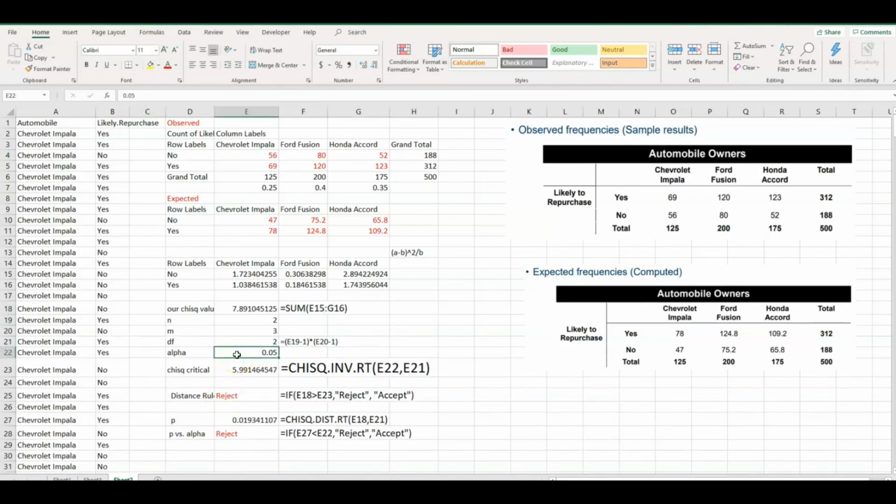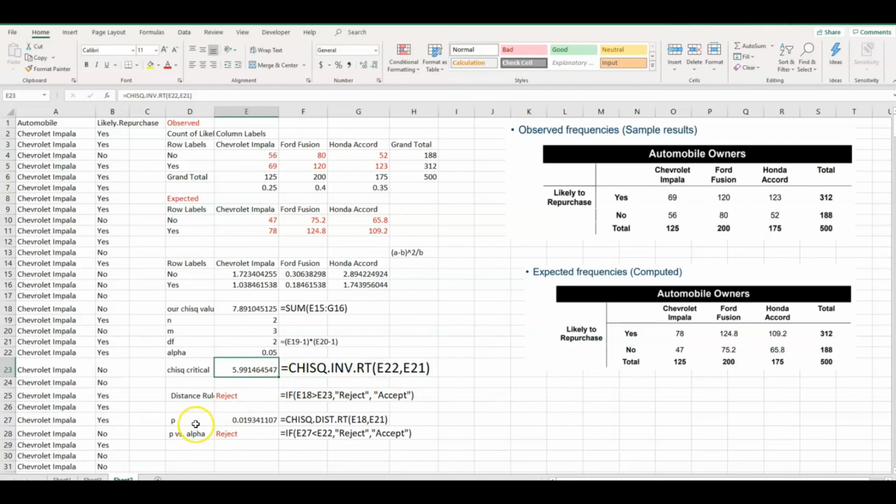Alpha is 5%, and degree of freedom is 2. Then we apply chisq.inv.rt, where RT stands for right tail. So this is 5%, this is 2, and this is the critical value. Then we apply the first decision rule: if our calculated chi-square is higher than the chi-critical, we reject, otherwise we accept.